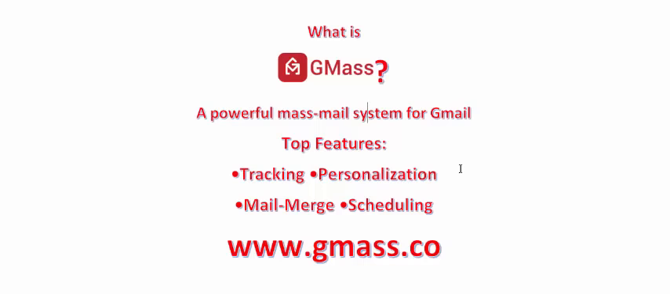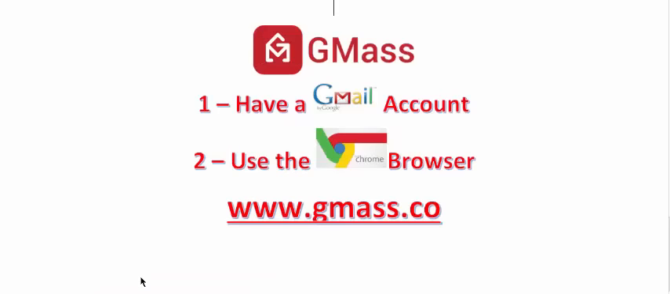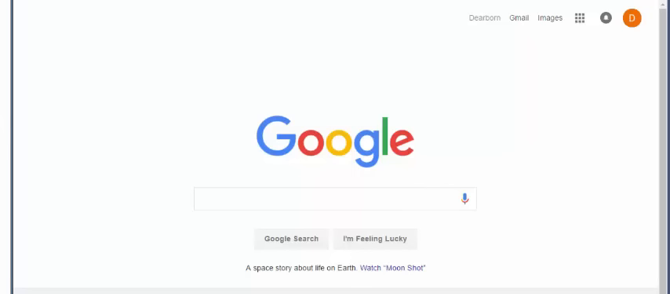And then scheduling is also a great feature because you may want to set up a campaign to send today, but you might not want it to go out until tomorrow, or you may want to spread it out over several days. So, a couple of assumptions we need to make up front: that you have a Gmail account because GMass works with Gmail, and that you have the Chrome browser because we work with the Chrome browser as well. So you want to move forward and go to gmass.co, so let's go over there and take a look.